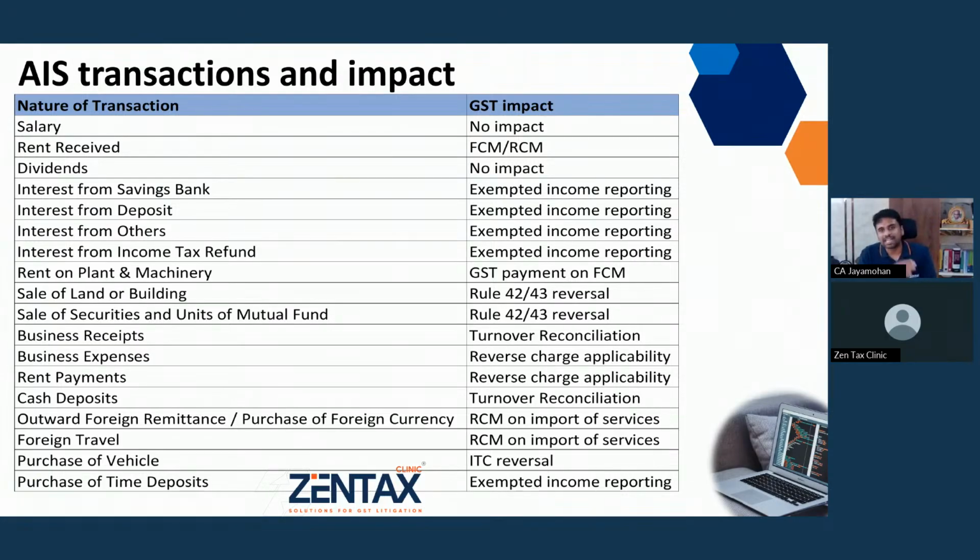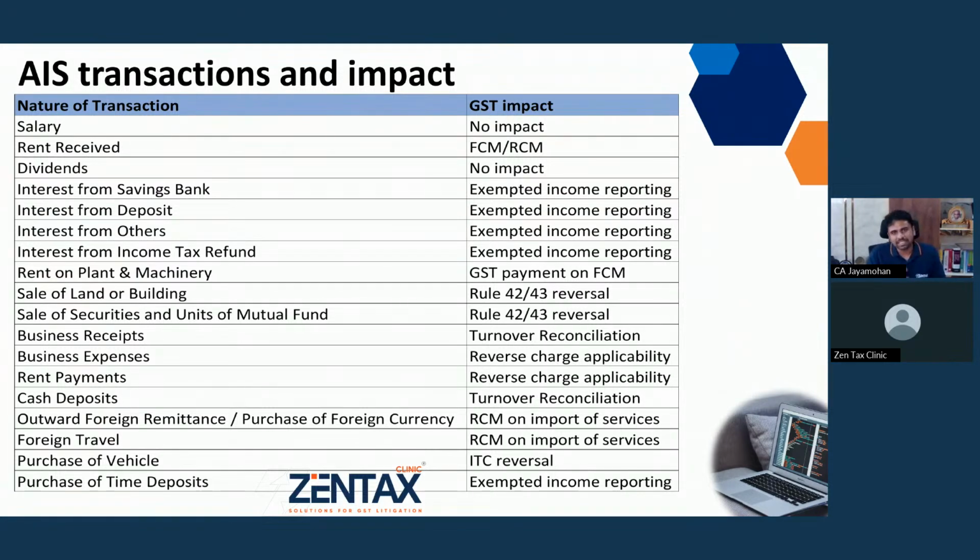For the transaction in shares, many of the sole proprietors are investing in equity market and mutual funds. For transactions in securities, 1% of the total value of the securities is treated as exempted supply, and for that also Rule 42 and Rule 43 apply. These details which are reflected in AIS might be provided to the GST officers also, so that they will be able to get hands on these details and send you notices demanding ITC reversal on exempted supply.